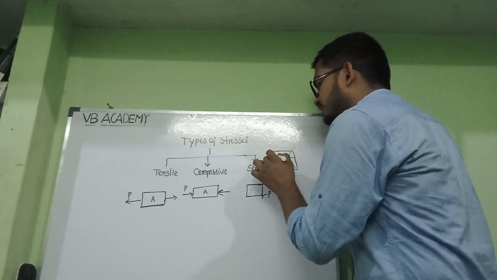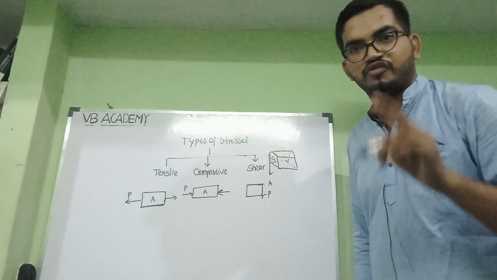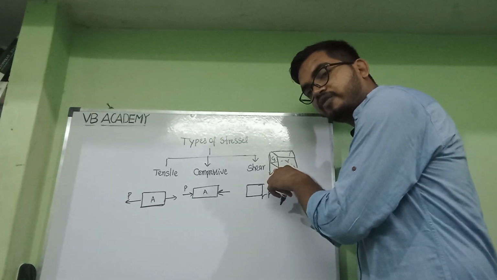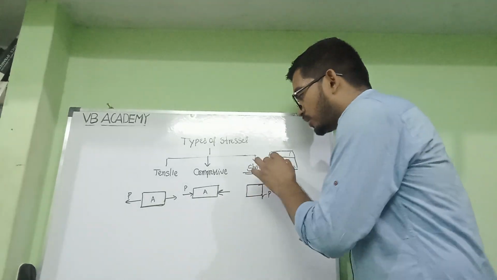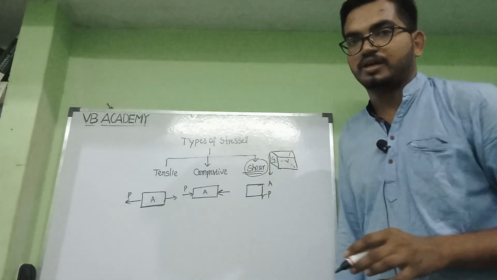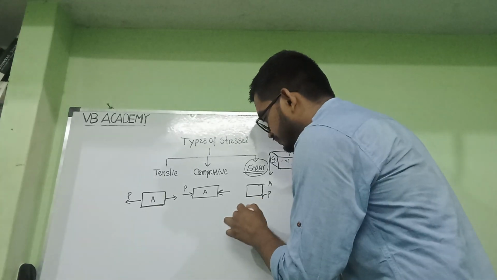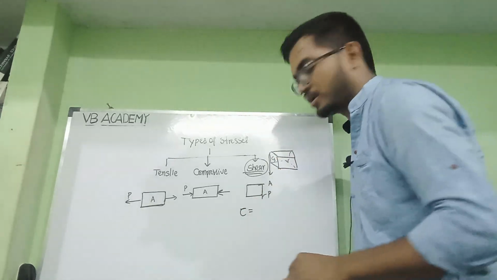This is the area of cross section, right? If you are applying the force parallel to the area of cross section, then that force is known as shear force, and the developed stress is known as shear stress, denoted by tau. This is the direct shear stress developed here.